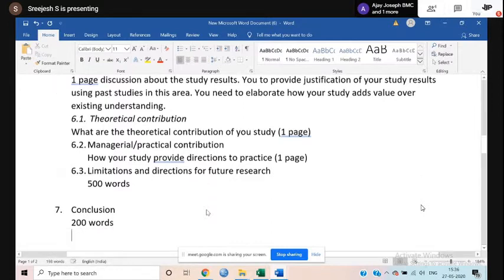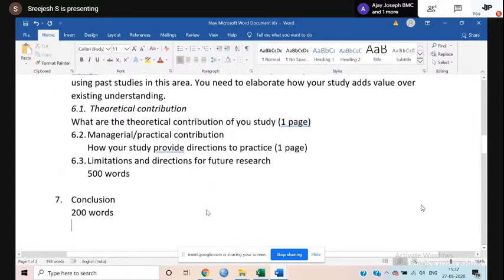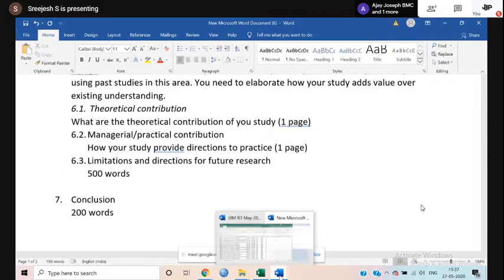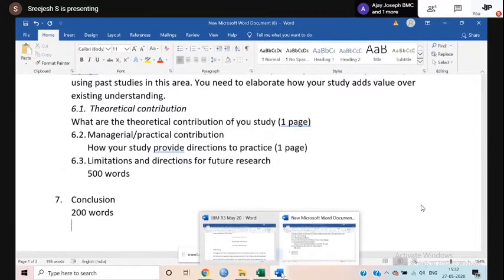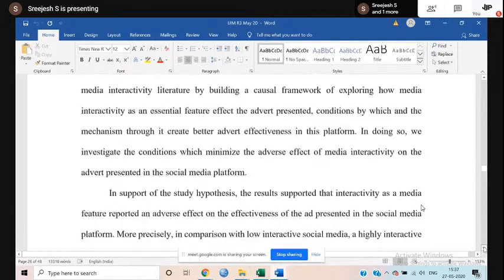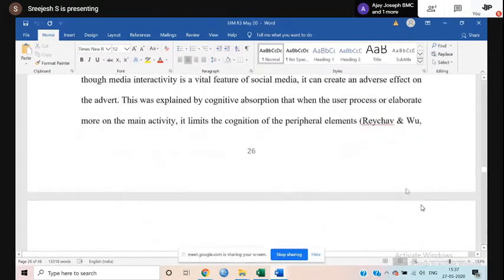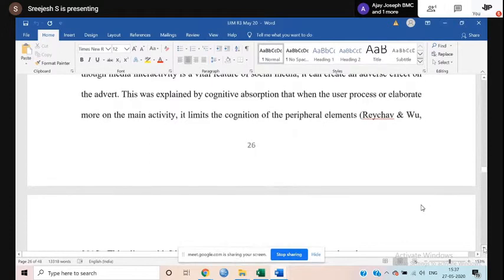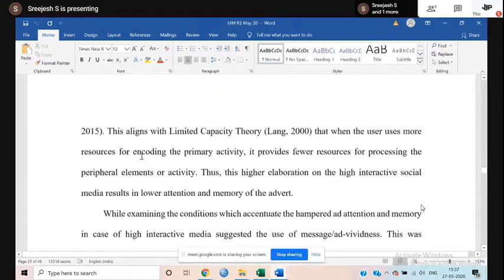Conclusion is what you inferred out of the study. Everything together, you make a very beautiful 200 word summary. For example, I'll show you in my paper what I did. So after discussion, if you can see, I made a discussion. And here you can see that I have cited some papers. There I just indicated how my study aligns with limited capacity theory. It means that I'm trying to say that my study findings are aligned with limited capacity theory, and the results are showing this way.